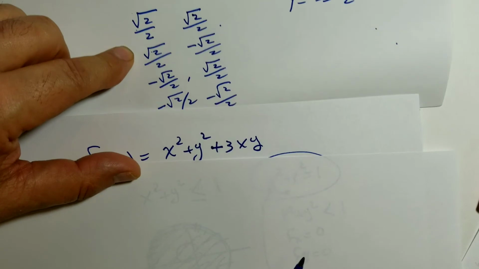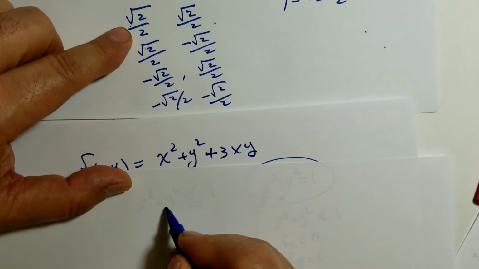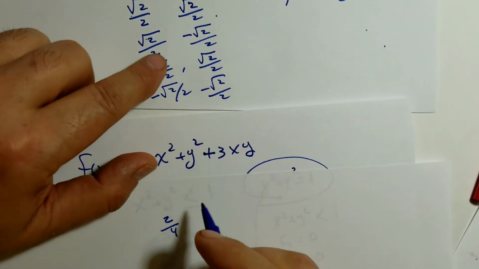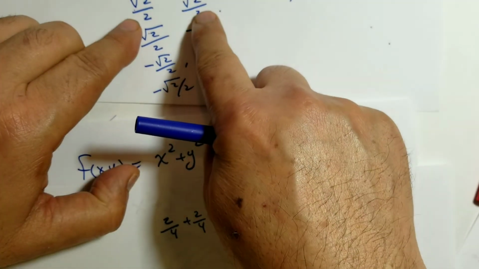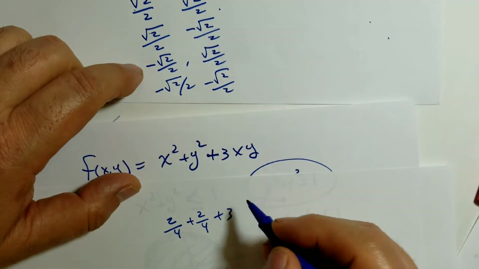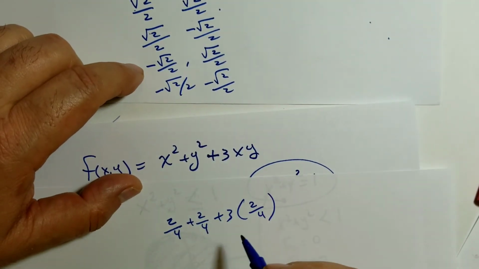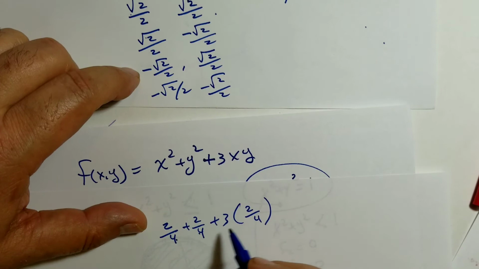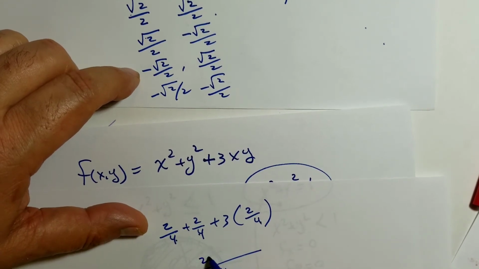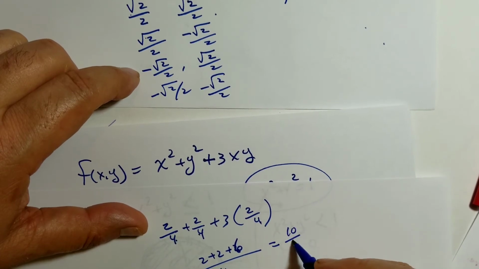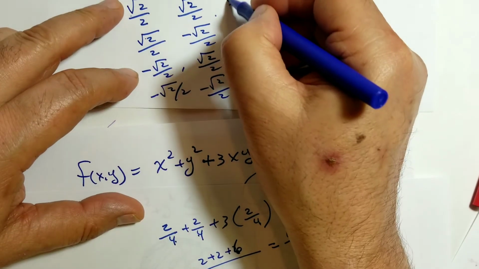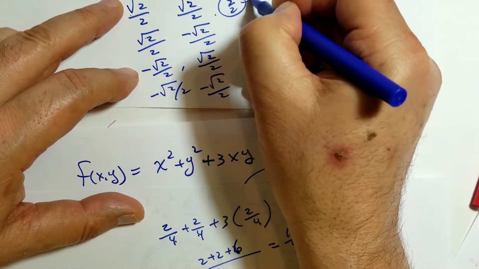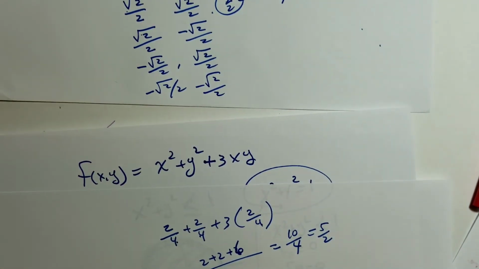If I square radical 2 over 2, you get 2 over 4 plus 2 over 4 plus 3. When I multiply this one, it becomes 2 over 4. This is 4, 4, 4, same denominator. 2 plus 2 plus a 6. 10 over 4 is 5/2. For that one, you have 5/2. That's your z value.